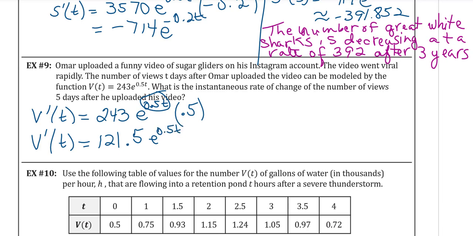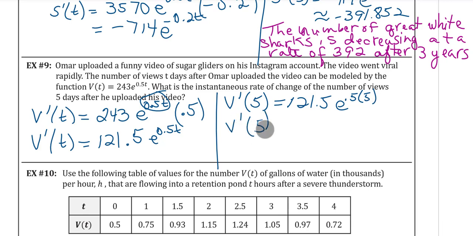So we want to know how many views he has after 5 days. So we want v prime of 5. So it's going to be 121.5 times e to the 0.5 times 5. So v prime of 5 is approximately equal to 1,480.173. That's a lot of views after 5 days.